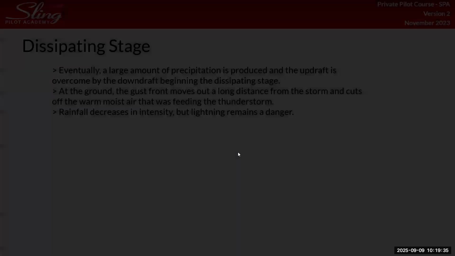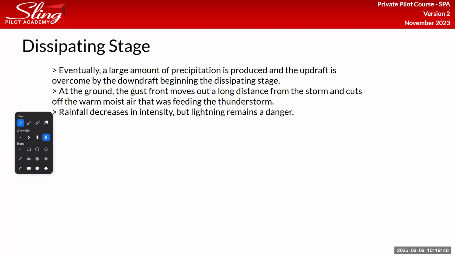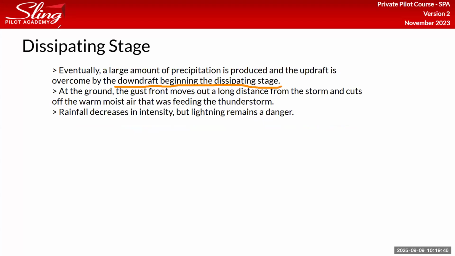Last stage is the dissipating stage of a thunderstorm. This is categorized by downdrafts. So really simple to remember this. The first stage, the cumulus or developing stage, is categorized by updrafts, creating that vertical development, the towering cumulus cloud. The mature stage is when it rains, so it's letting go of all that moisture it was holding, and the dissipating stage is characterized by downdrafts.